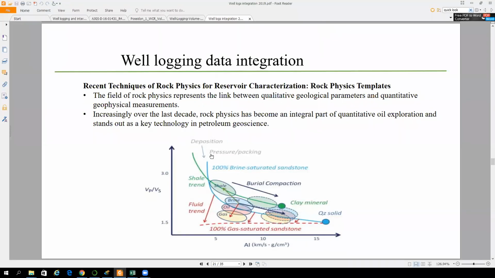We see here at the deposition stage, sediments have very large VP/VS and very small acoustic impedance. Why? Because we are supposing that the sediments are deposited in the water or in the fluid. So what is happening here, we have very large VP/VS, since the VS is almost or is zero, so the VP is there, but VP over VS will go to infinity.